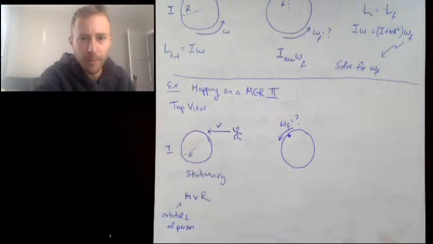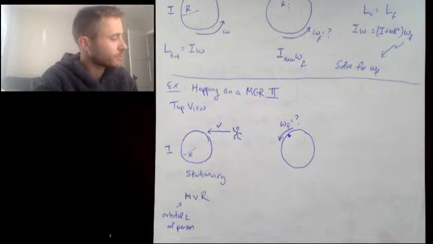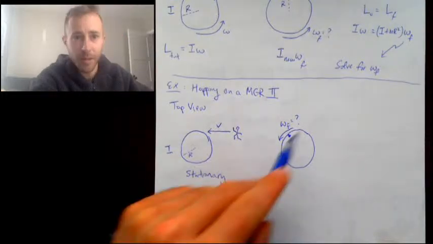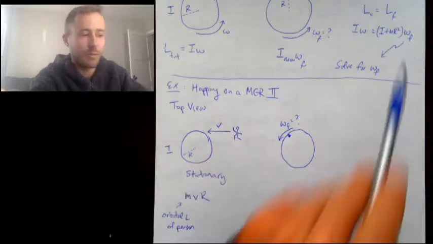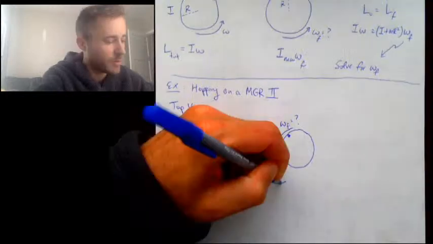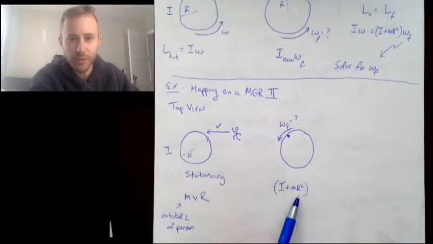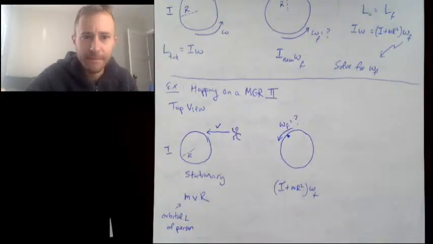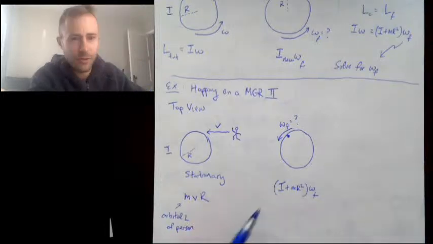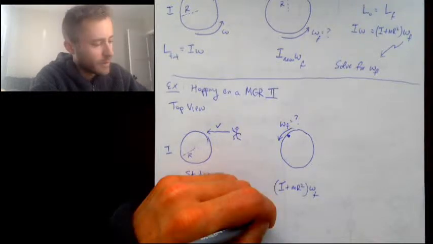The final angular momentum is, again, the angular momentum of the person and the merry-go-round combined. So that's going to be the same formula as I had right here. So my final angular momentum is going to be I plus mr squared, so merry-go-round plus person, times omega final. All right, so then I would set these two equal to each other. mvr equals I plus mr squared times omega final. And I could solve for omega final.